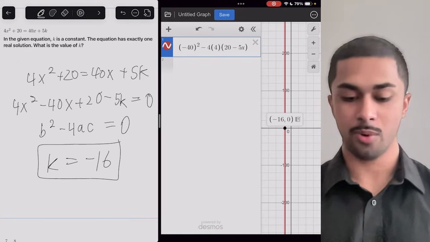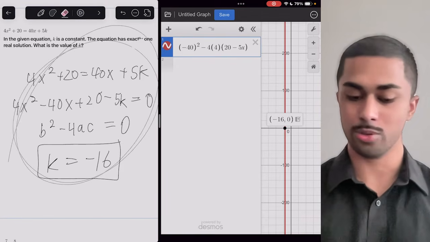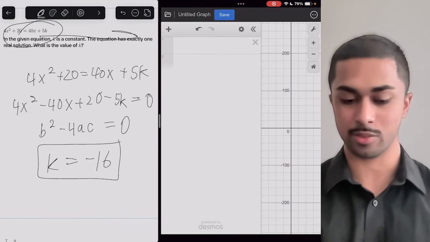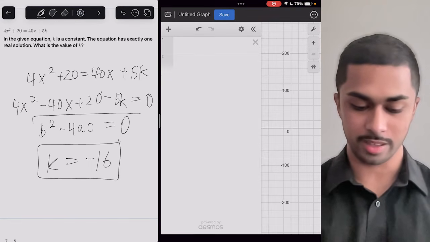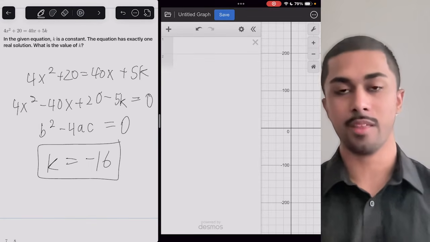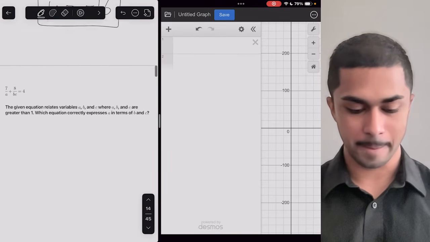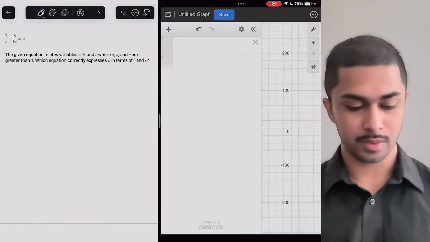Perfect. I want you to do these questions this way. Don't do it on Desmos. Like, don't graph this onto Desmos like we did at the beginning. Do it this way. And then once you get to this part, the discriminant part, then put it into Desmos, right? Okay, let's move on.